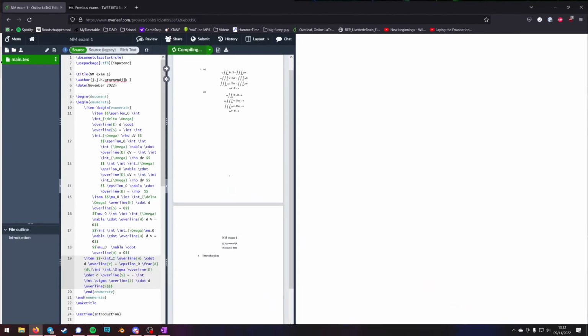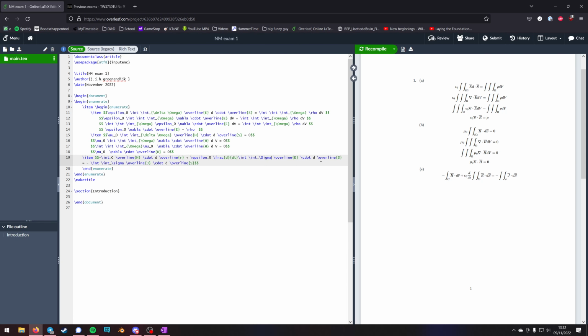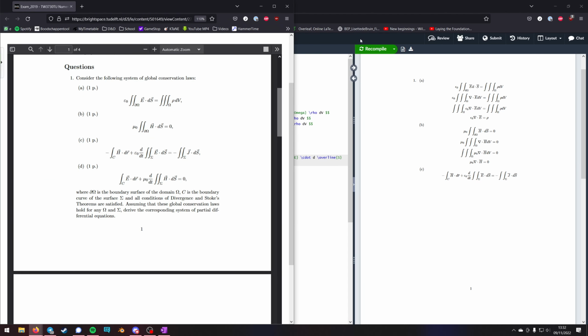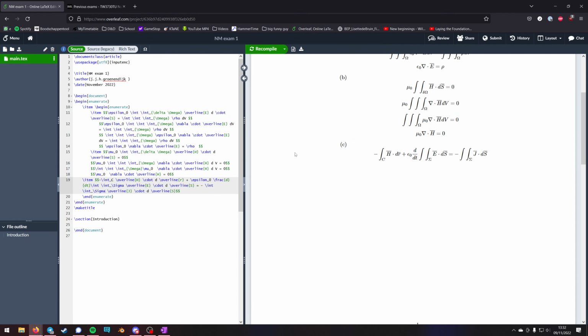Okay, recompile this and see if it's right. So h dot dr plus epsilon 0 times the derivative of the integral over e times ds is, oh, I put sigma here. It should be a capital sigma, the flux, whatever that may be, over ds. Okay, so the question is correct. Now the answer.